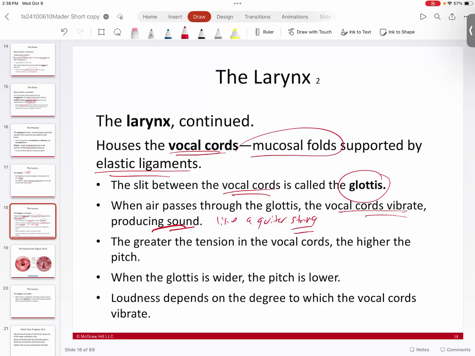I only say that because probably most of us are familiar with guitars. And we know that when you pluck the string, you're creating a vibration that creates a sound, right? And in that sense, you're doing the same thing with your vocal cords.